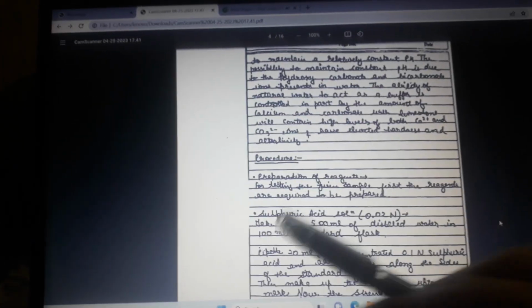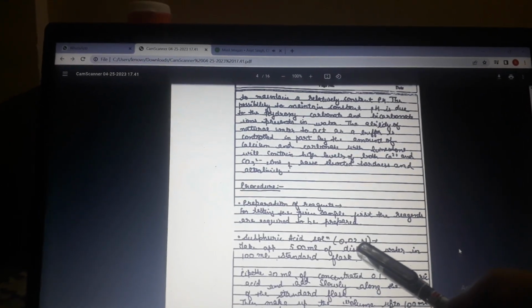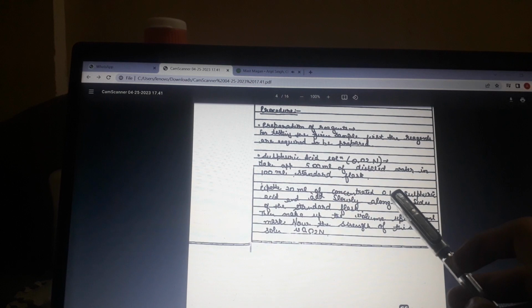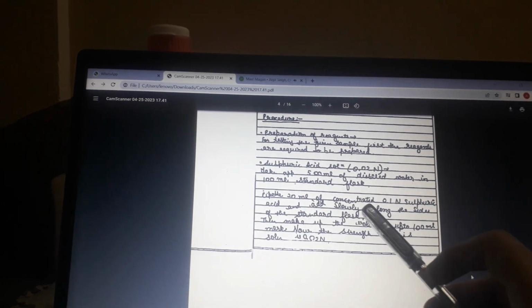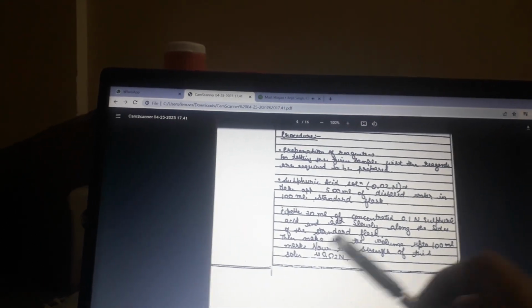For testing the given sample, first the reagents are required to be prepared. Sulfuric acid solution, 0.02 normal. Take approximately 500 milliliter of distilled water in a 1000 milliliter standard flask. Pipette 20 milliliter of 0.1 normal sulfuric acid and add slowly along the sides of the standard flask. Then make up the volume up to the mark. Now the strength of this solution is 0.02 normal.